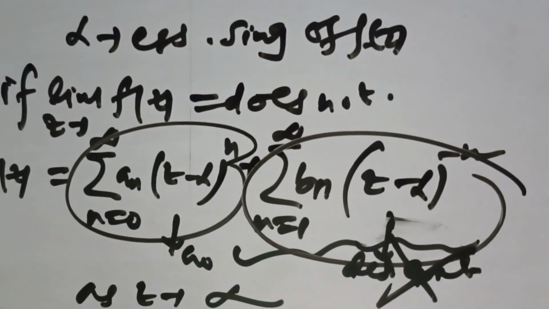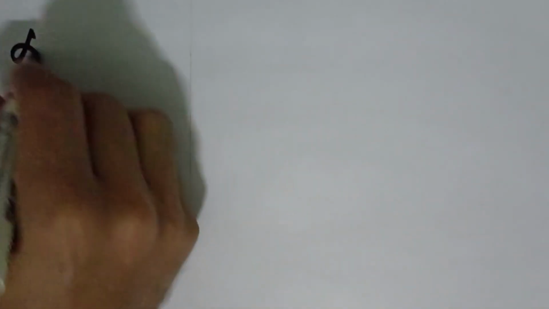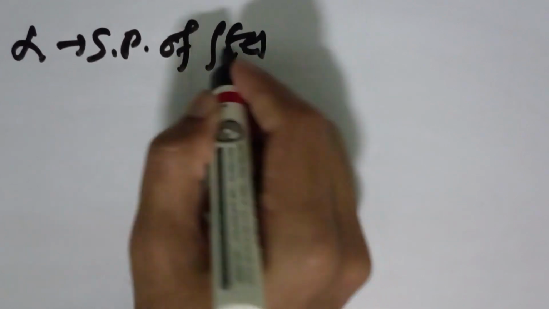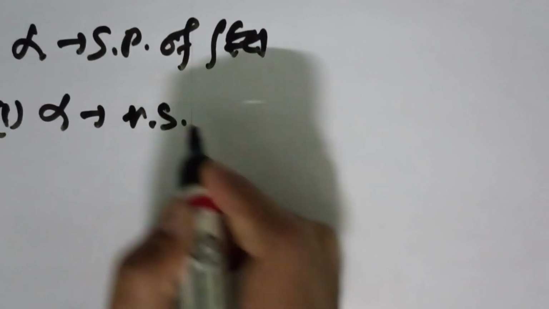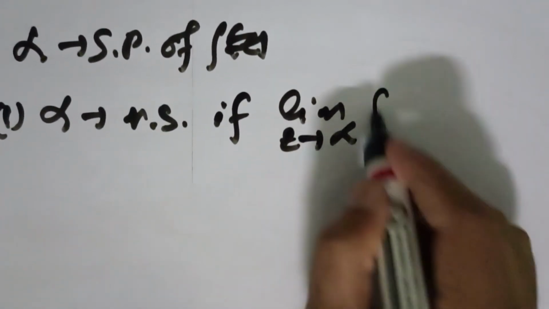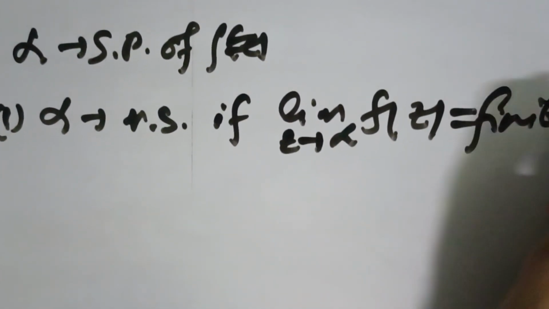So I am combining all the cases. Suppose alpha is a singular point of a complex function f(z). Then alpha becomes a removable singularity if the limit as z tends to alpha of f(z) exists and is finite. This limit exists and is obviously finite.